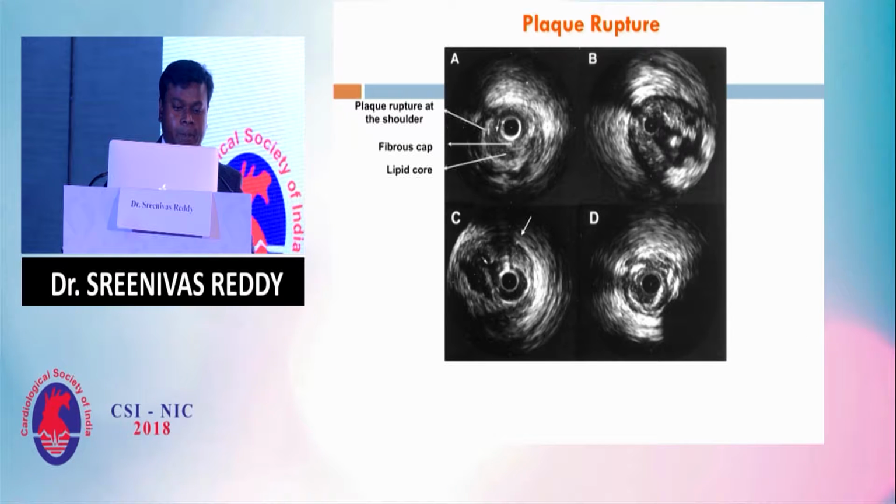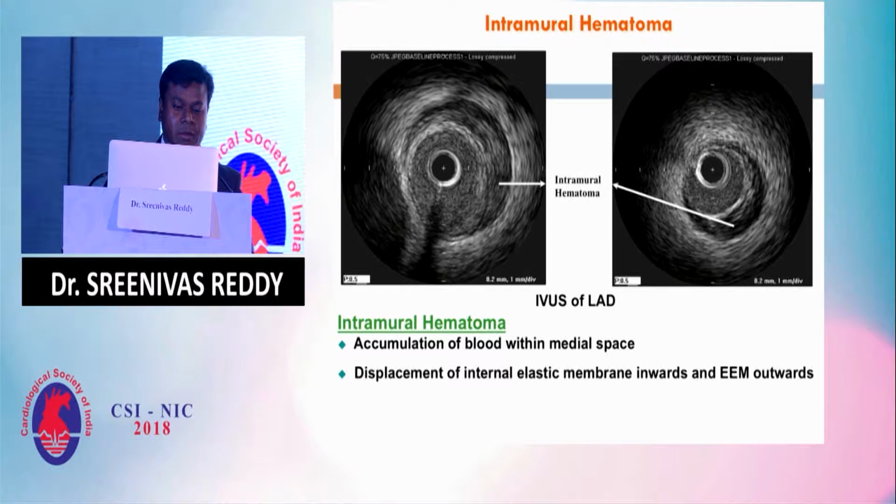And the plaque rupture, you have a plaque here like this, and you have a rupture in this region. This is the central portion, the lipid core, and this is the fibrous cap towards the lumen. So this is a plaque rupture. And the intramural hematoma, you have an accumulation of blood within the medial space. You have displacement of the internal elastic membrane and external elastic membrane. You can see the dark area in between in the medial space.